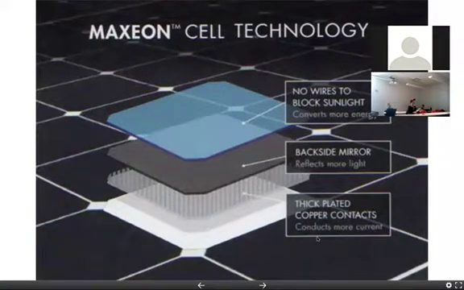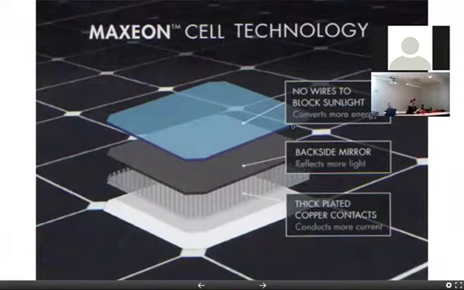Finally, they use these thick plated copper contacts at the back. So all the contacts are now at the back, and they are fairly thick to reduce sheet resistance and contact resistance. All those parasitic losses are drastically reduced. So very important engineering steps went into this.